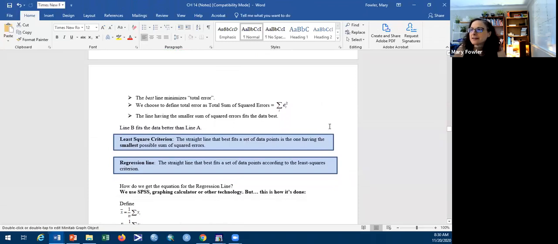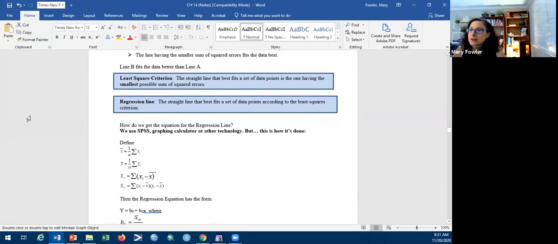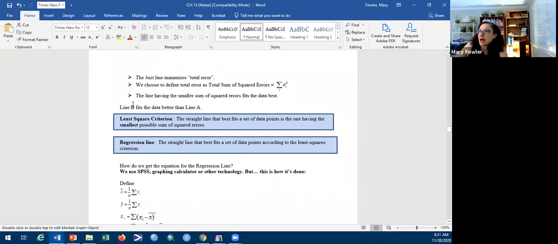So we're going to say that the best line minimizes the total error. And here is where I'm going to be showing you some formulas, but these are formulas that we won't really be working with. I do want you to know what they are, because you might see them again, setting you up for future courses in research methods or even in applied statistics. So what we say is the best line minimizes the total error.